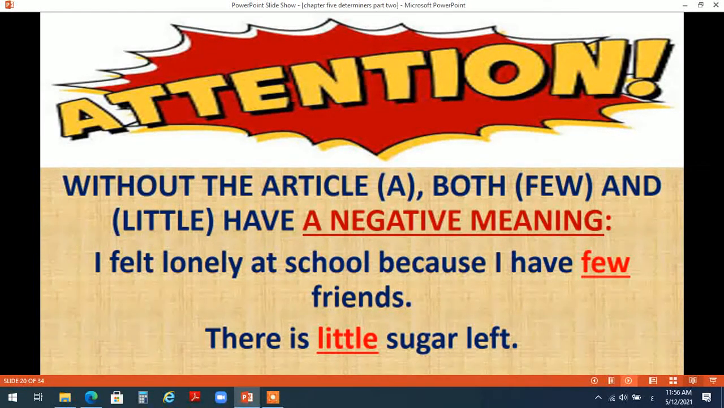Or when you say there is little sugar left, here also you indicate that you have a very small amount of sugar, as if you have no sugar left at all. So this is how we use little or few without the article to have some negative meaning.